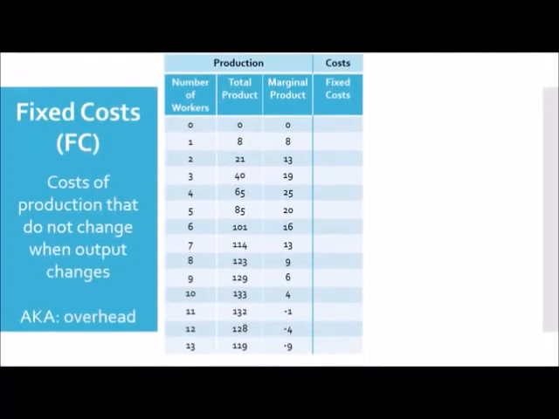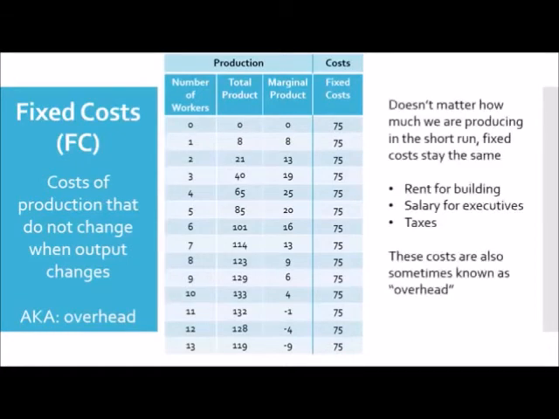Obviously, with production, we have costs that come along with it. And I want to talk first about our fixed costs. Sometimes you might hear this called overhead. Now, fixed costs are costs that are going to stay the same no matter what. For example, if we have a kitchen that we're baking our cakes in, it doesn't matter if I'm making 8 cakes or if I'm making 130 cakes. I still have to pay my rent for that kitchen. And so no matter what, fixed costs are going to stay the same.